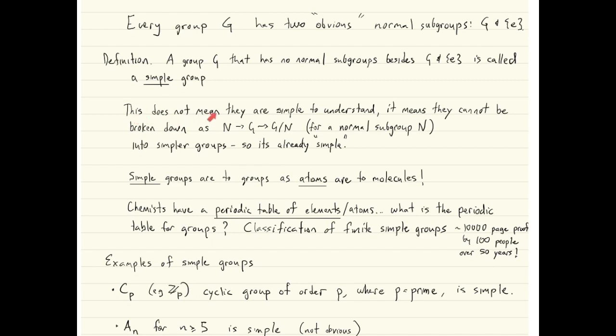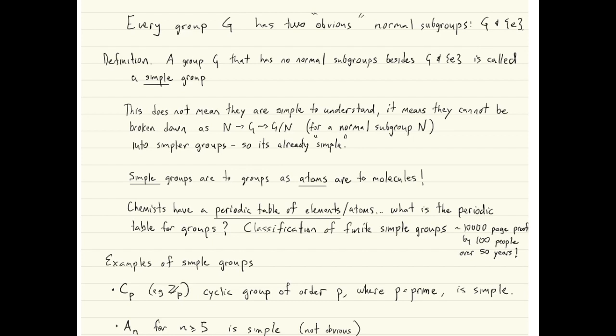And this does not mean that they're simple to understand. It means they cannot be broken down as a normal subgroup N and a quotient group G mod N. So they can't be broken down into simpler groups. And so that's why, in some sense, they're already simple: these groups that don't have a non-obvious normal subgroup.